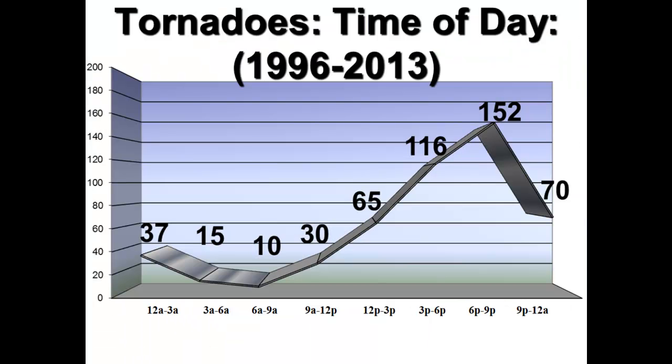We also perform statistics on the time of day that the tornado occurs. As you can see from this graph, most tornadoes occur during the afternoon and early evening hours. But there is no time of day that is immune to tornadoes. What scares us most are tornadoes that occur during the overnight hours. And as you'll see here in a little bit, that is also when most of our deaths occur.